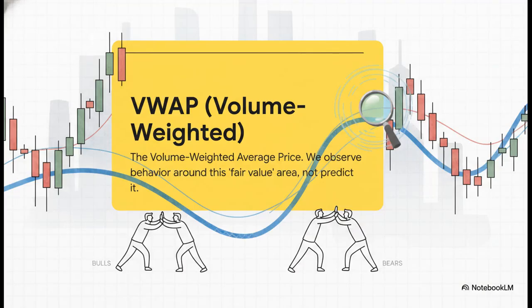All right, that brings us to check number 4, VWAP. That stands for Volume Weighted Average Price. Now, don't let the name scare you. It's just a line on your chart that represents the average price for the session, but it's weighted by volume. So you can think of it as the current fair value area. And we don't predict it. We're not trying to guess where it's going. We just use it as a simple anchor point to see who's winning the battle for short-term control.